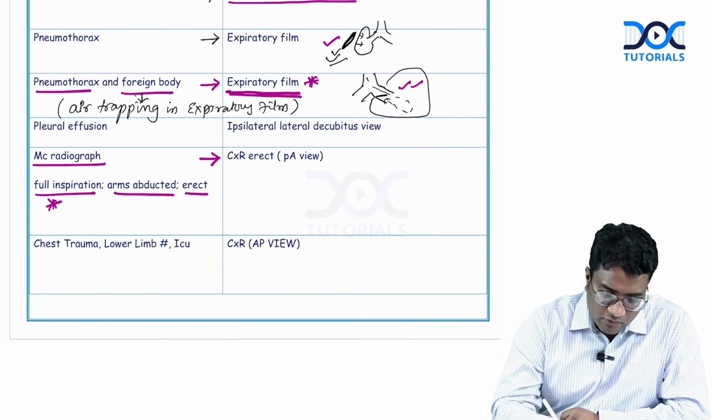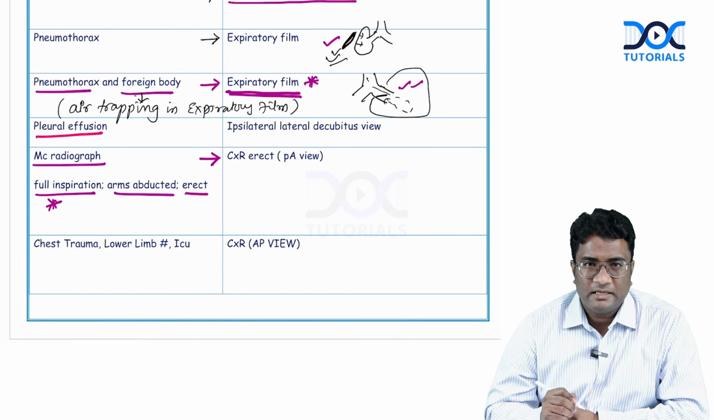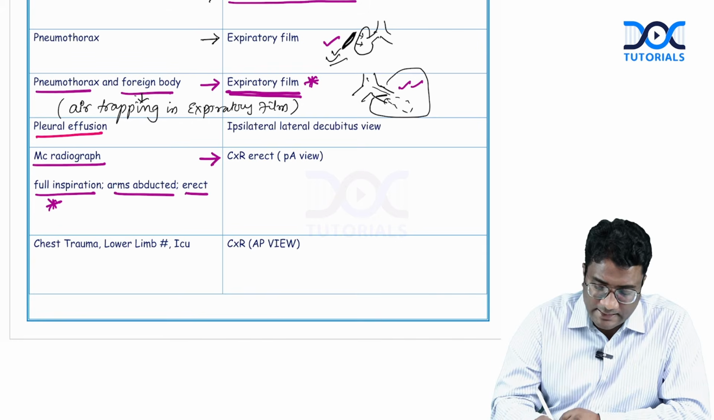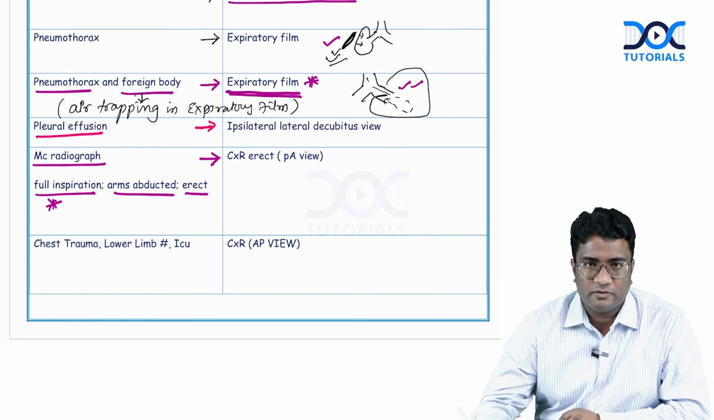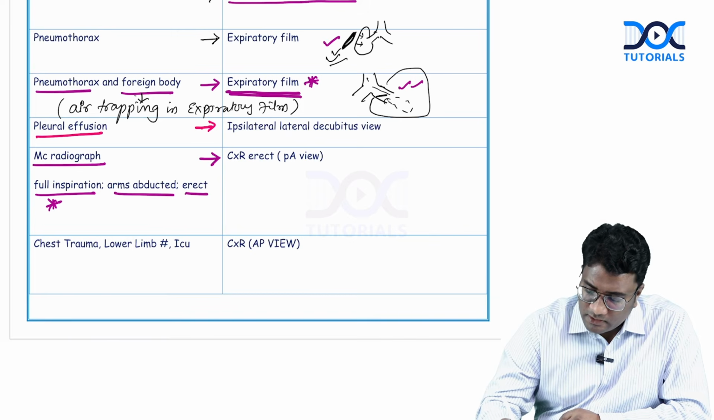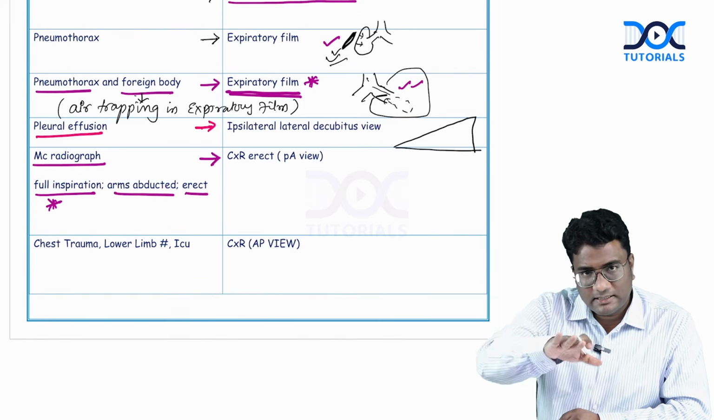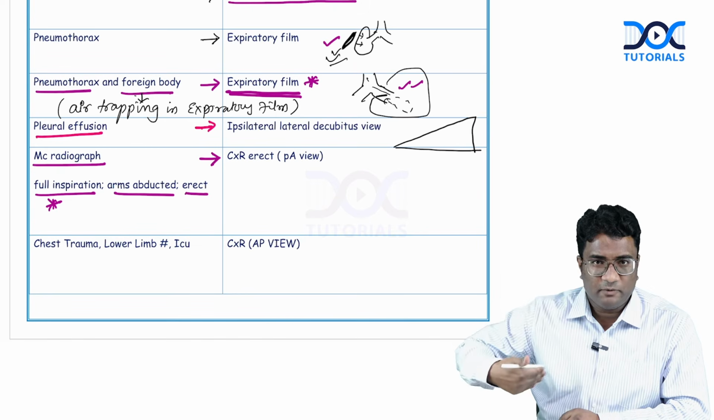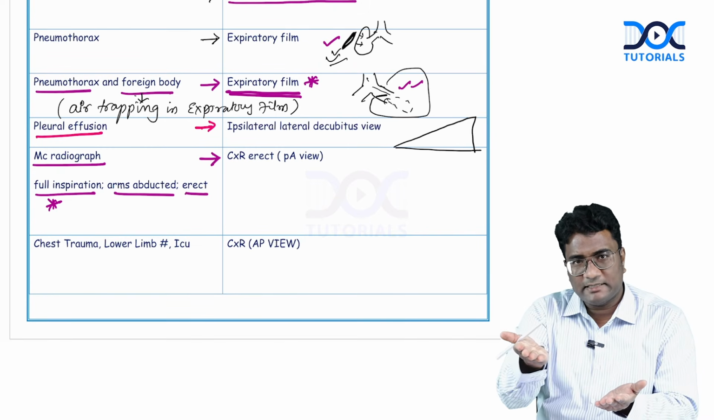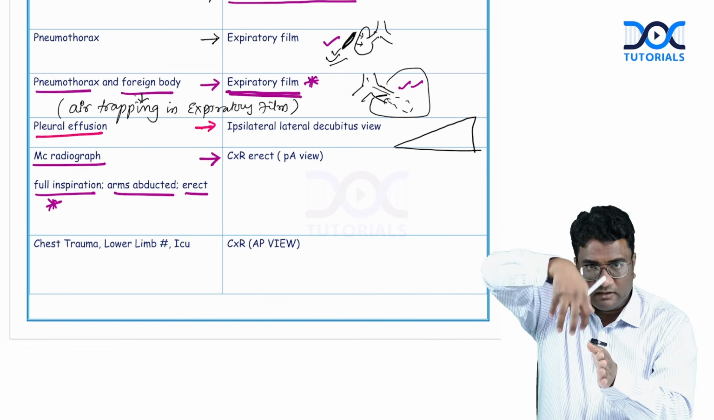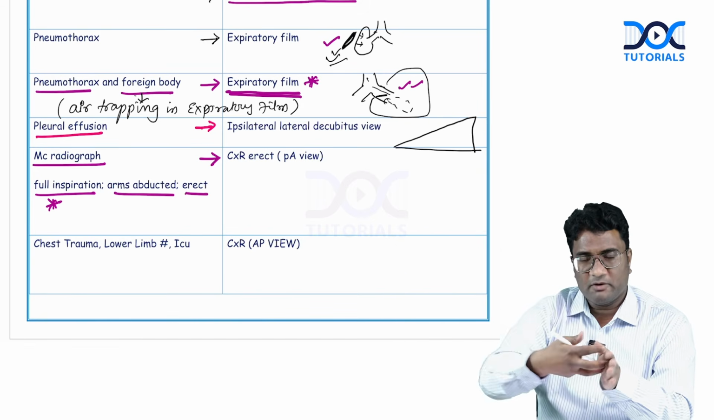What is the best X-ray view for pleural effusion? To pick up small amounts of fluid on radiographs, the best X-ray is an ipsilateral lateral decubitus view, where you ask the patient to turn to one side. While he is lying on the stretcher, you ask him to turn to one side. If he has a right pleural effusion, you ask him to turn to the right side on the bed, you put a film behind, and you don't take a vertical X-ray, you take a horizontal beam of X-ray.